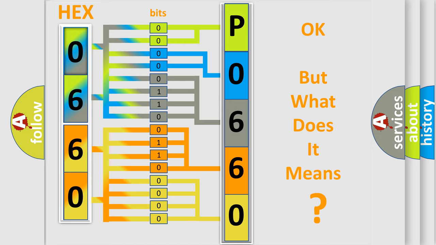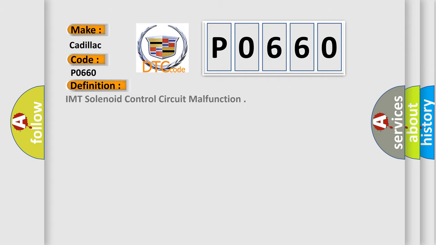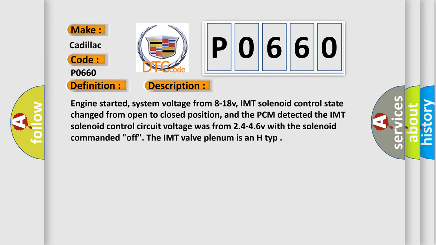The number itself does not make sense to us if we cannot assign information to what it actually expresses. So, what does the Diagnostic Trouble Code P0660 interpret specifically for Cadillac? The basic definition is IMT solenoid control circuit malfunction. And now this is a short description of this DTC code.